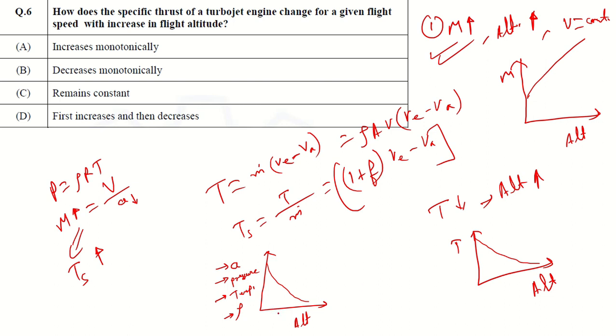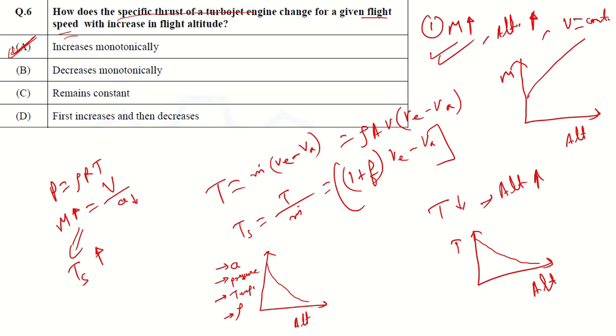So finally, the option is A, increase monotonically. How does the specific thrust of a turbojet engine change for a given flight speed with increase in flight altitude? Flight altitude is increasing and flight speed, that is V, is constant. So it will increase monotonically.